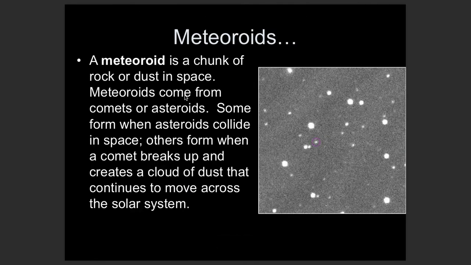You also have meteoroids. A meteoroid is a chunk of rock or dust in space. They usually come from comets or asteroids. It's a chunk that has come off of either an asteroid or a comet. Some form when asteroids collide in space, which does happen all the time. Others form when a comet breaks up and creates a cloud of dust that continues to move across the solar system. This dust then creates pieces that float around.